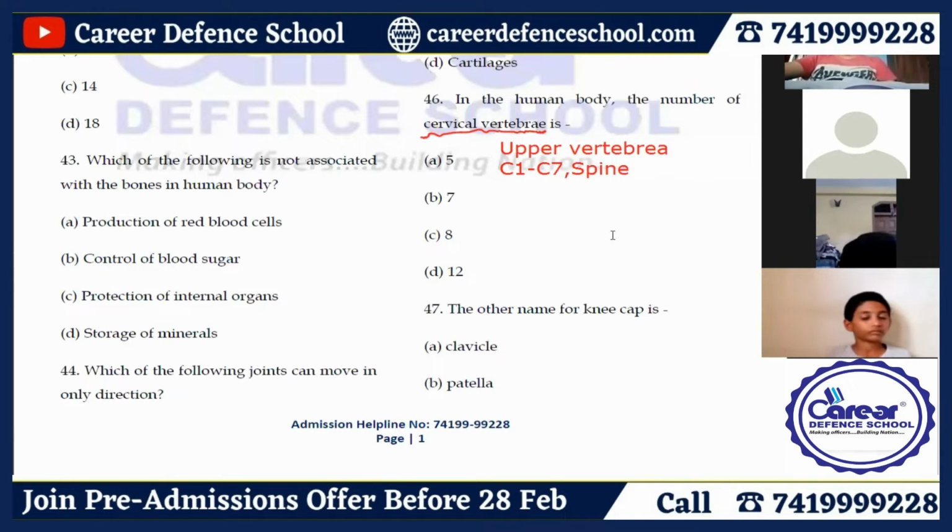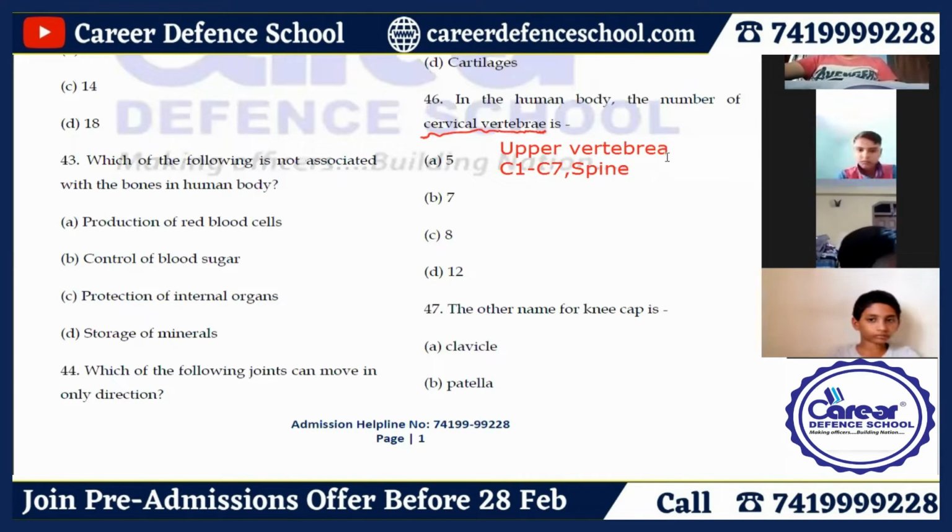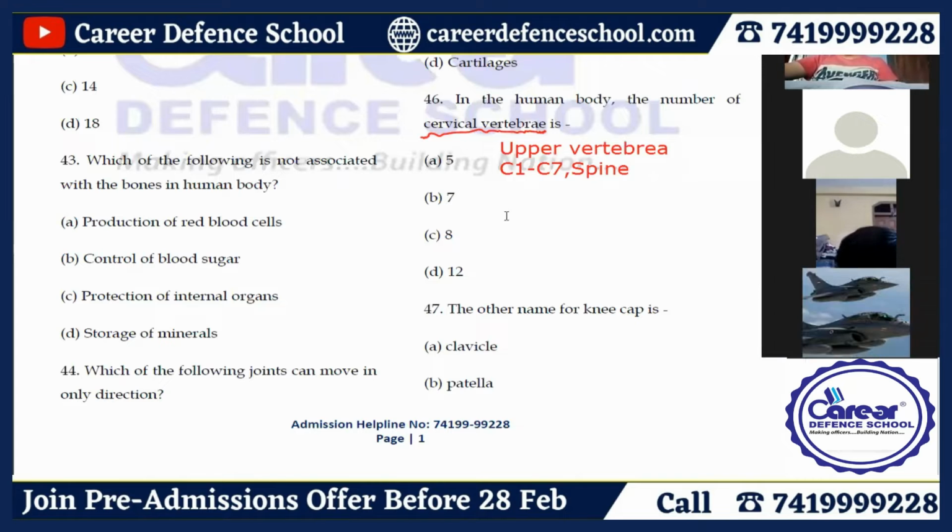Everyone write it in your book. This is the upper vertebrae of your backbone and it contains 7 bones. So its answer is B. 7 bones.